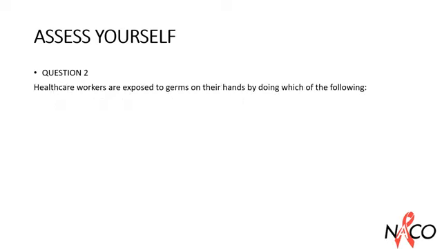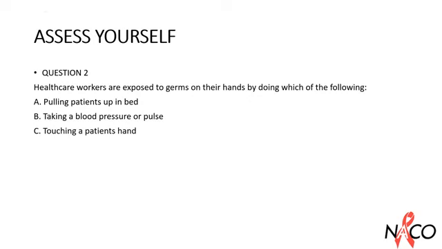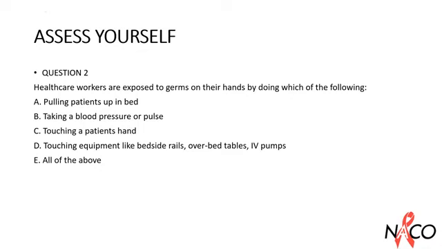Question number 2. Healthcare workers are exposed to germs on their hands by doing which of the following? Option A. Pulling patients up in bed. Option B. Taking a blood pressure or pulse. Option C. Touching a patient's hand. Option D. Touching equipment like bedside rails, overbed tables, and IV pumps. Option E. All of the above. The correct answer is option E, all of the above. Healthcare workers get exposed to germs whenever they touch the patient or the patient's environment.